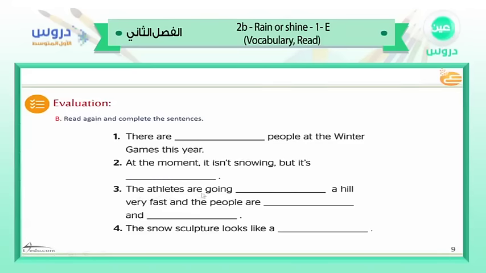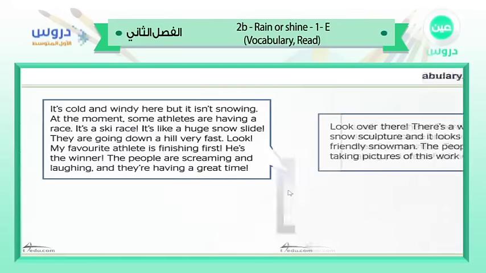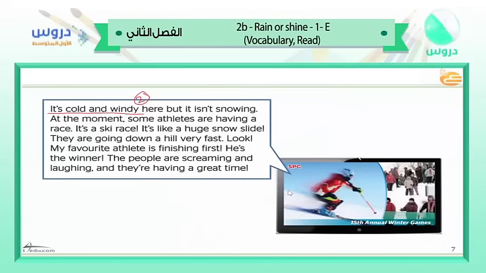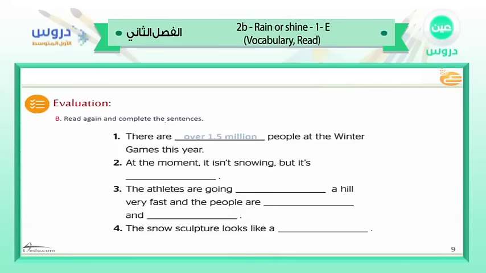Number three, the athletes are going blank a hill. So what do you think? Let's go back. Okay. Going. Is it up or down? What do you think? It's down, exactly. Down a hill. Okay, very nice. So this is number three. Excellent. Okay. So the athletes are going down a hill.